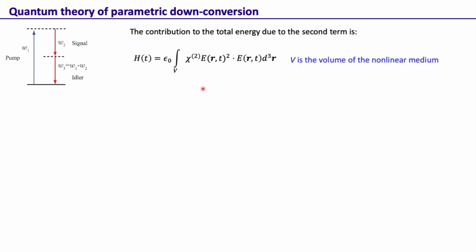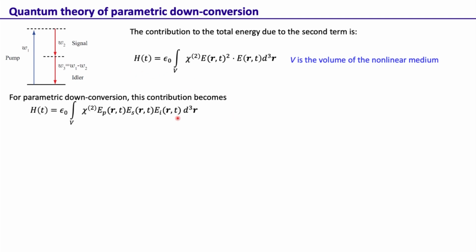Now that we have the contribution to the total energy, we will try to derive the Hamiltonian from here. For parametric down conversion, this contribution can actually be written like this. Of course there are three fields here, E squared and E, but in down conversion we have three separate fields: pump, signal, idler. So for parametric down conversion, this contribution can be written like this: we have chi 2, EP, ES and EI.